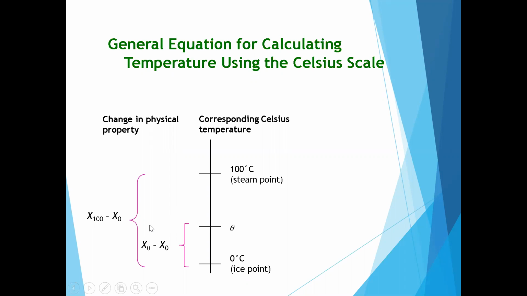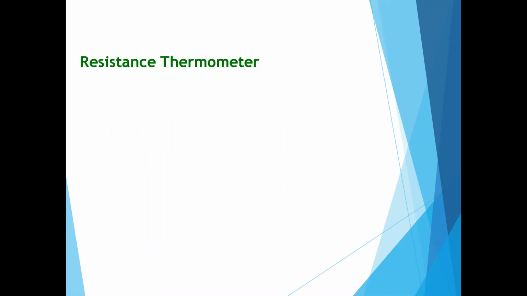This is X theta minus X0. This is X100 minus X0, the two values that we are dividing with each other, and then we multiply it by 100. So theta equals this formula, and in place of X, you can put length, resistance, or any thermometric property. Now let's move on to the resistance thermometer.